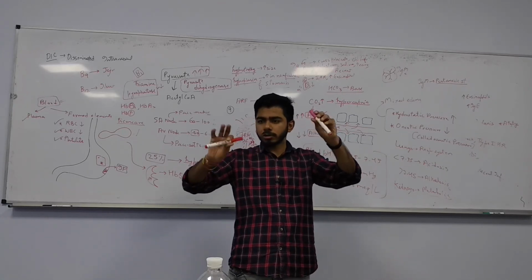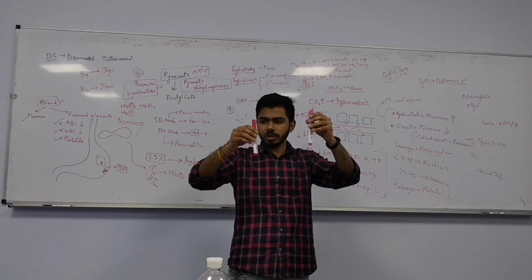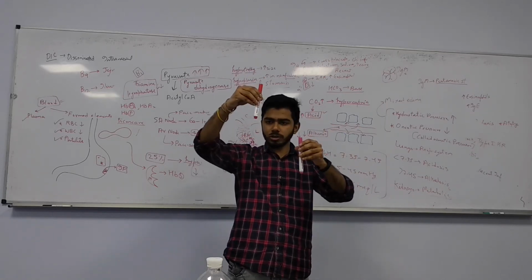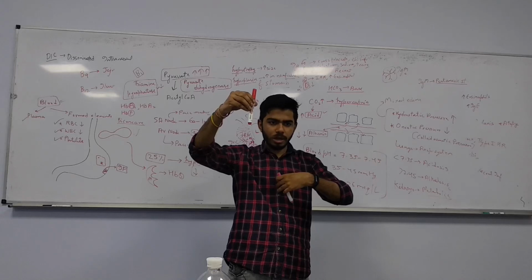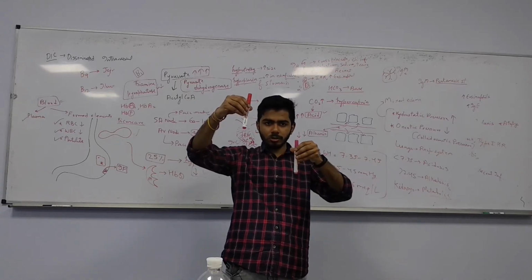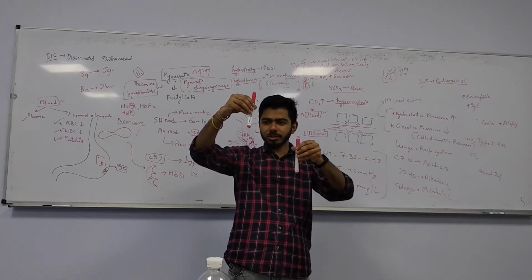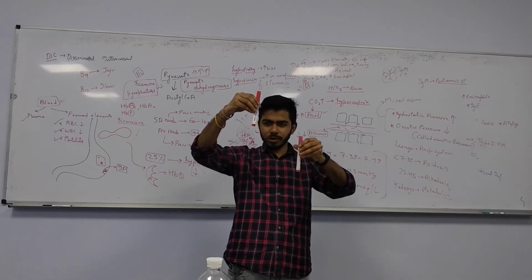alkalosis, metabolic alkalosis, let's say metabolic alkalosis means this kind of situation is there. Now the lungs have to compensate for me. So they should increase the acid content or decrease the acid content for getting the equilibrium.